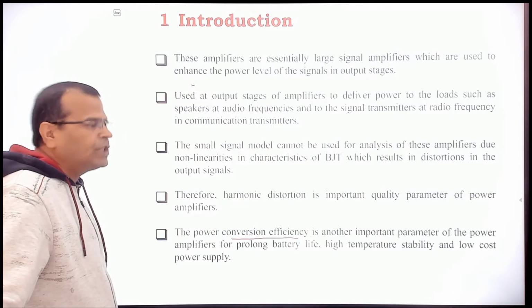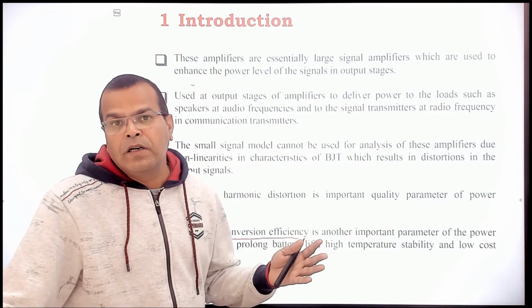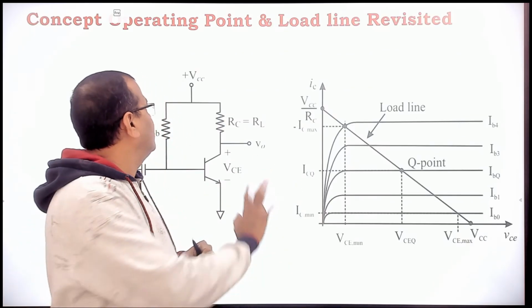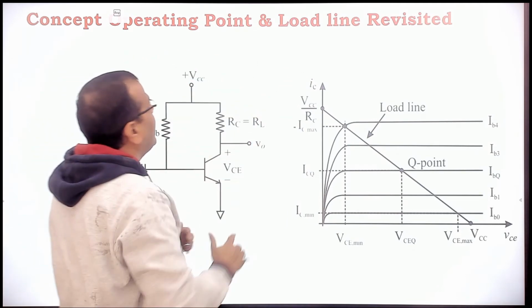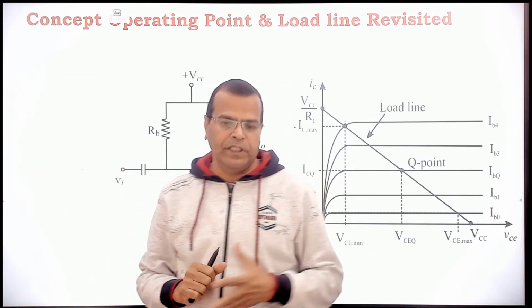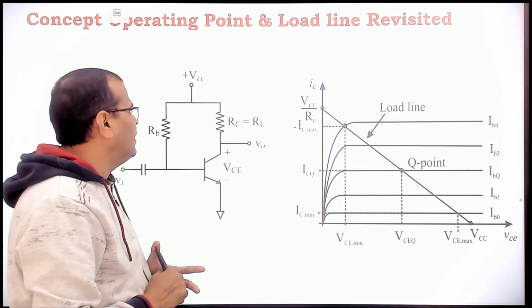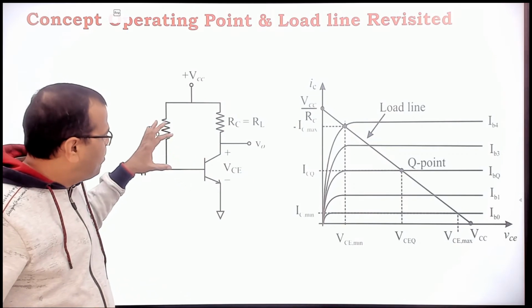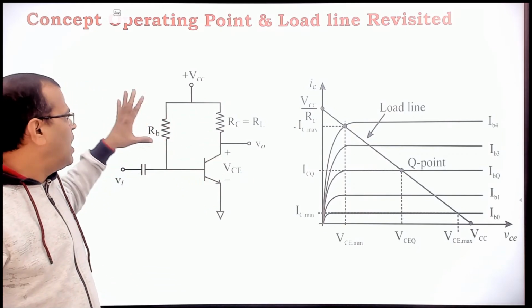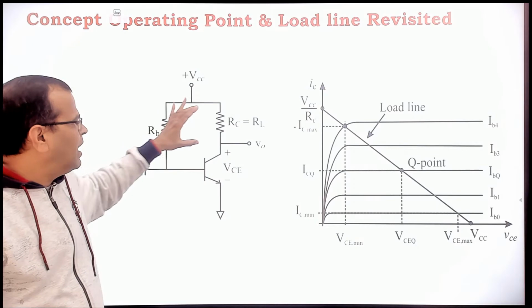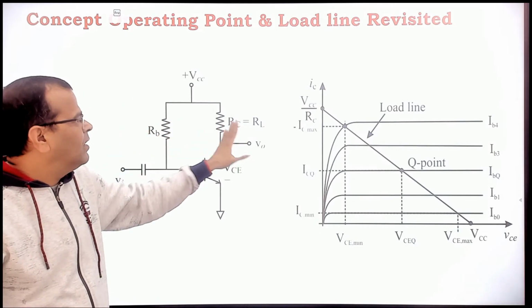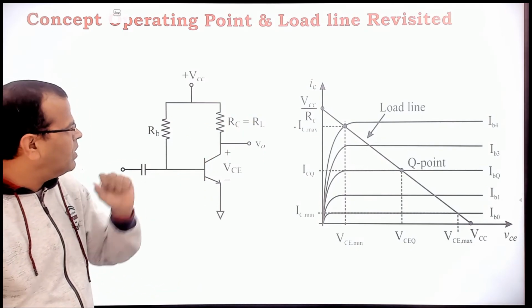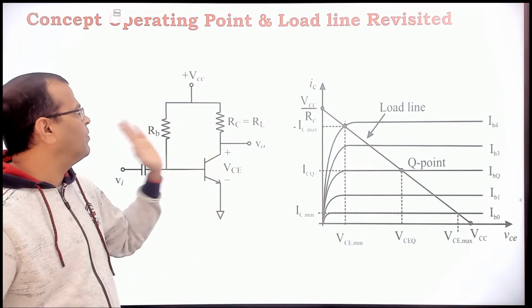But before I proceed with further topics, I will cover a very important topic, that is nothing but operating point and load line revisited. What is the meaning of that? Let us understand. This is a basic BJT circuit. I have the base resistance, I have the collector resistance, which is nothing but a load. I am connecting a load in the collector circuit. Output I am taking from the collector.